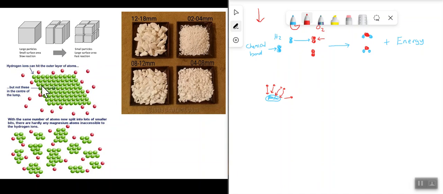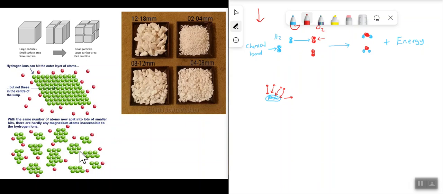So essentially what that does is, if we start off with a big lump like this, hydrogen ions can hit the outer layer of the acid. So the reactant particles can hit the outside of this piece of solid. So it can only react with the outer particles. But if we break it up like so, we get more surface area, or more areas where the reactant particles can physically come into contact with it. So remember, in a chemical reaction, the reactant particles have to physically come into contact.